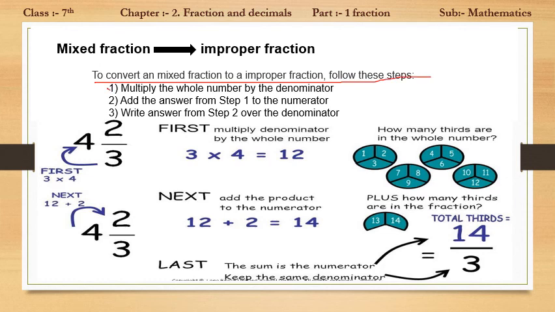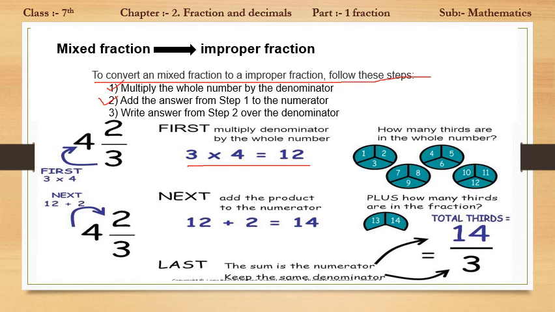First step is to multiply the whole number by the denominator. We are given a mixed fraction, 4 2/3. Our first step is to multiply the whole number by the denominator. That is 3 multiplied by 4, we get 12. After that, add the answer from step 1 to the numerator.